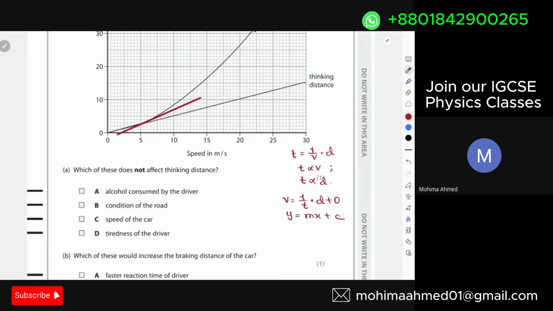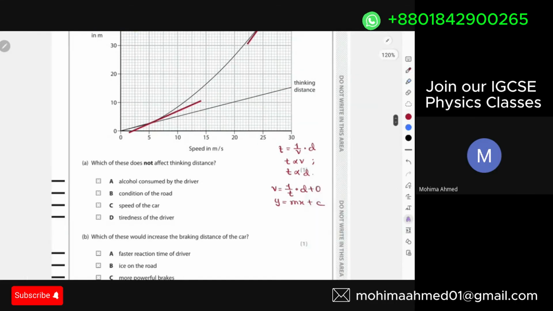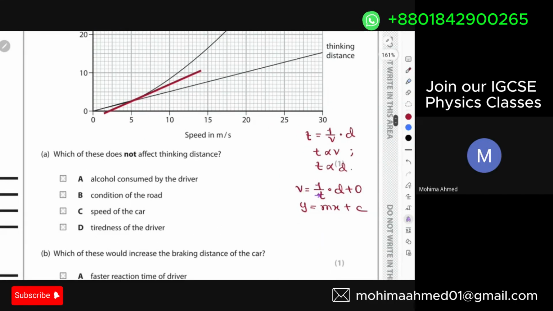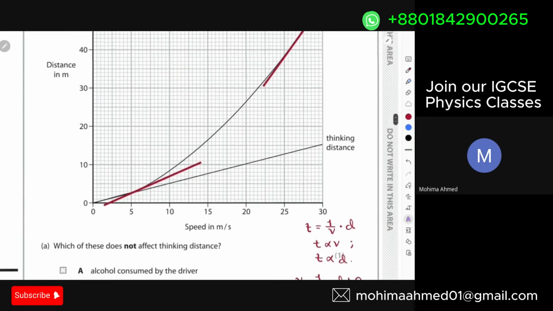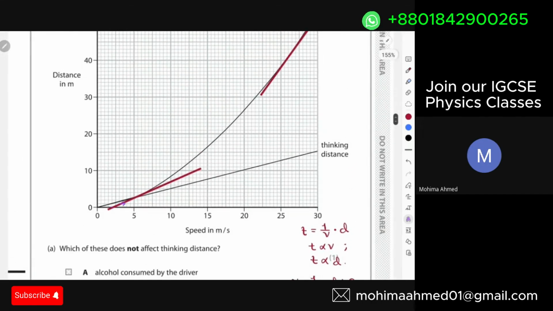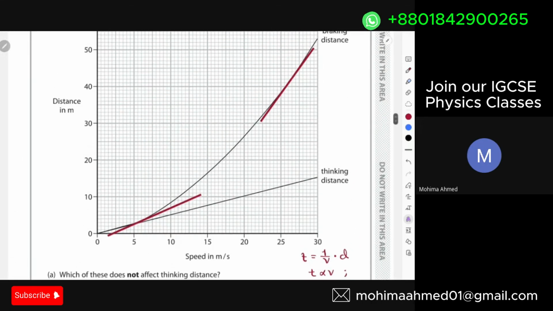The reason to write your equation in this format, v equals 1 over t multiplied with d plus 0, is so that I can resemble this equation with the y equals mx plus c format. And from there, I can understand that velocity is inversely proportional to time, right? So under this reference, if I want to express that over here the gradient is less steep, and here the gradient is more steep, because the gradient for a distance-speed graph is always time.